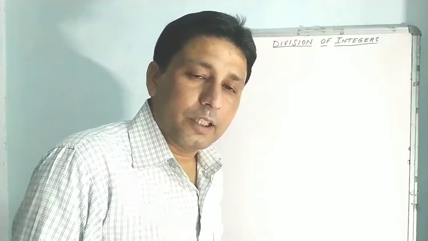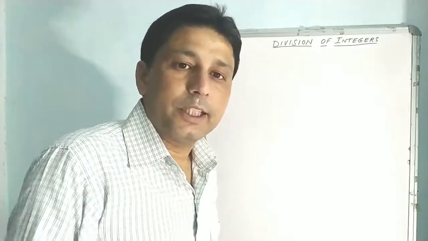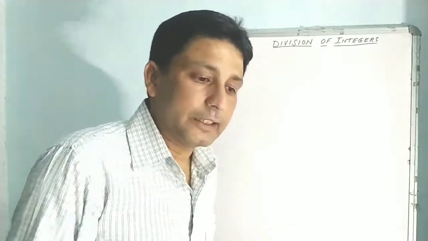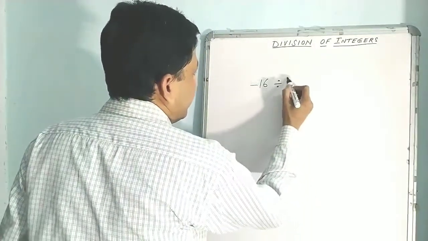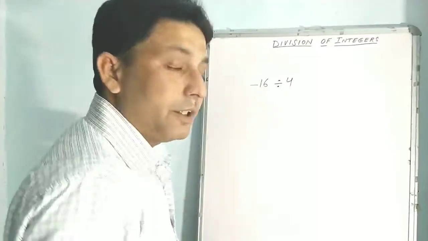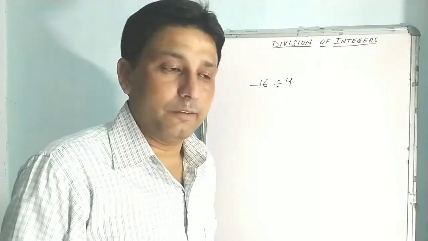Today we will learn about the division of the integers. For understanding this division of the integers, let's take an example. Minus 16 divided by 4. Here you can see there are two integers along with the division symbol.